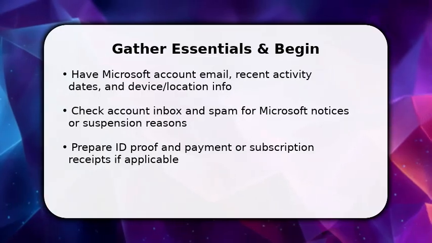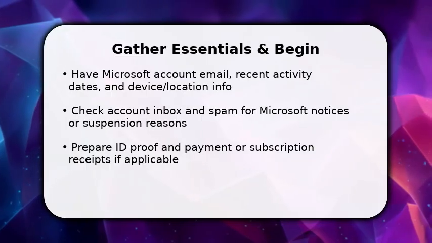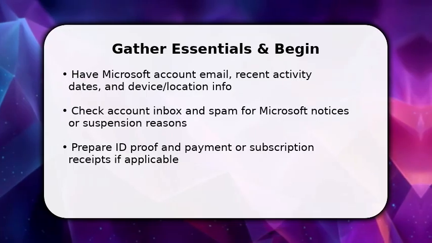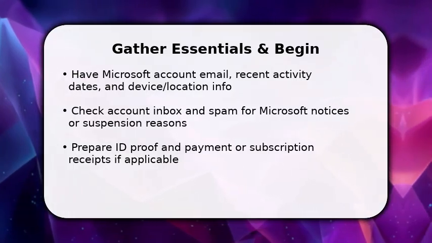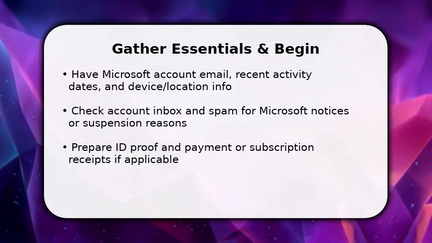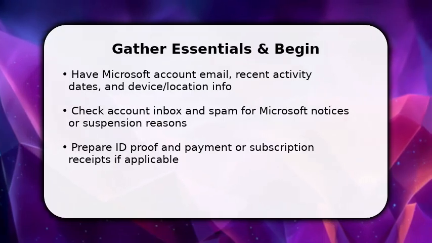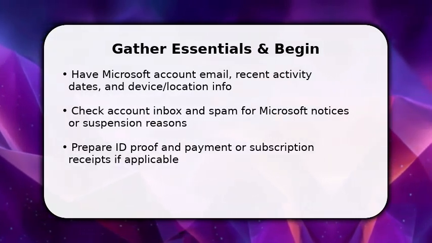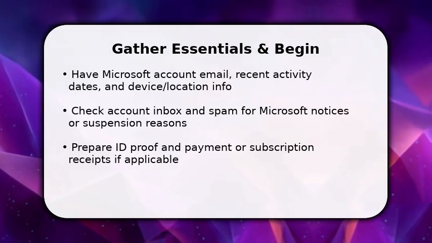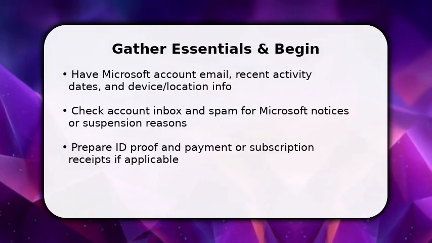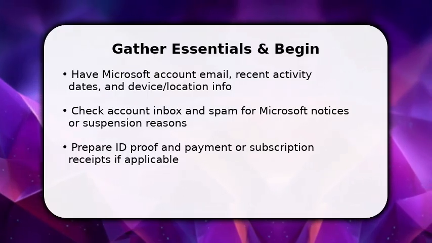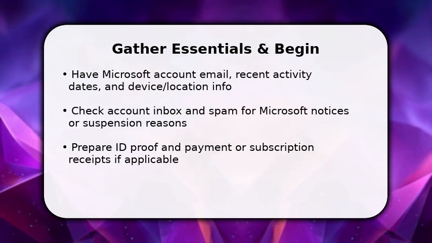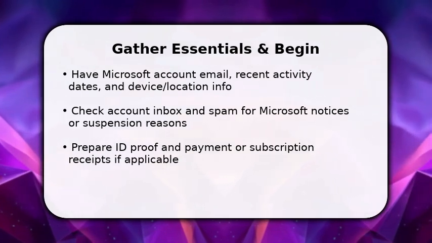You start by collecting what Microsoft will ask for: the exact account email, recent sign-in dates, and the devices you used. Once done, check your email, including spam, for the suspension notice so you know the stated reason. Make sure you have proof like subscription receipts or payment records ready. This speeds verification. Now open the Microsoft account support page and sign in if possible, because initiating the appeal from your account ties your request to the suspended profile immediately.